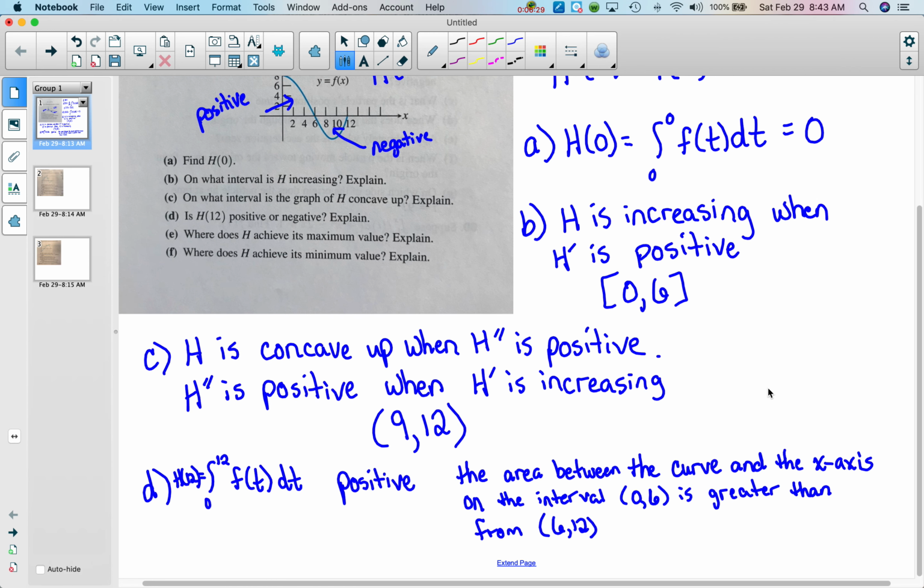The area between the curve and the x-axis on the interval from 0 to 6 is greater than from 6 to 12. So you can tell visually that it appears to be greater, which means, remember, if we knew the function and integrated, it would go from 0 to 6, treating that as a positive, and then from 6 to 12, this would be a negative, so it's going to look at the difference between those, and we would end up with a positive result.